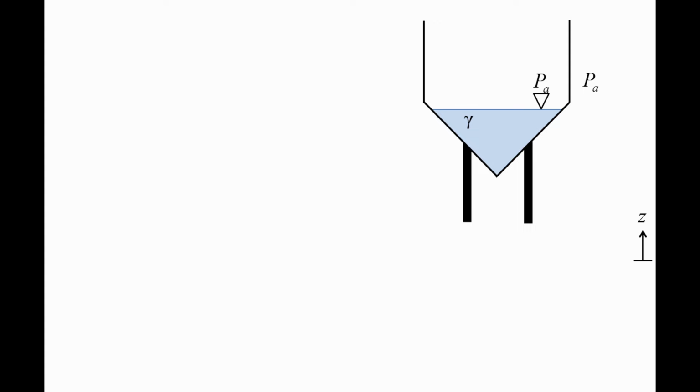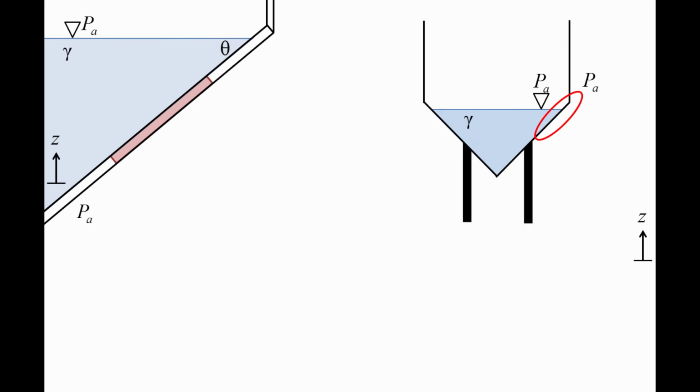Here is a different tank. This tank is open to the atmosphere and partially filled with a liquid of specific weight gamma. We are going to examine a section of the flat wall that's highlighted in pink, which has an arbitrary shape and which is oriented at an arbitrary angle theta relative to the free surface. We set up a coordinate system where the x-coordinate comes out of the screen and is oriented along the free surface.